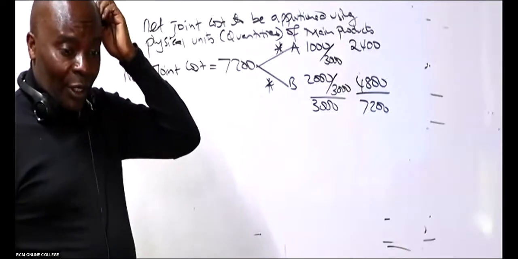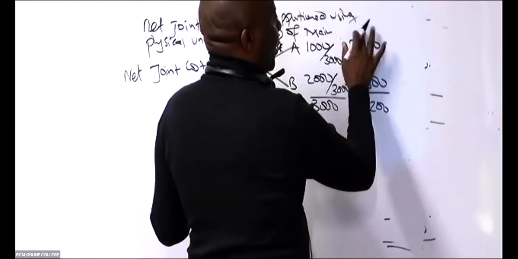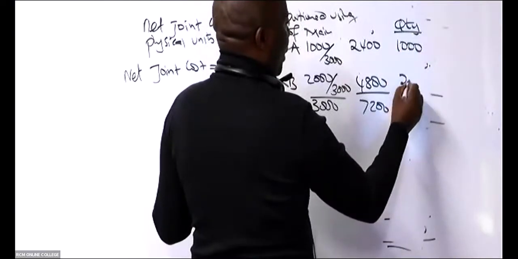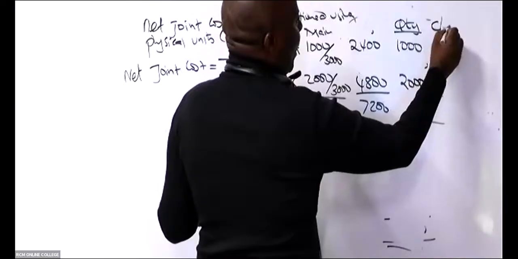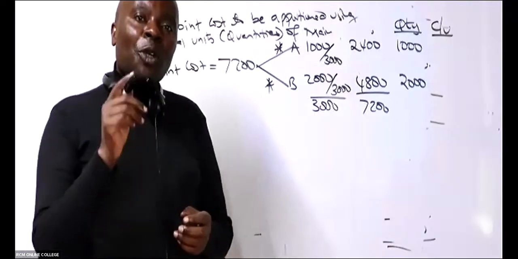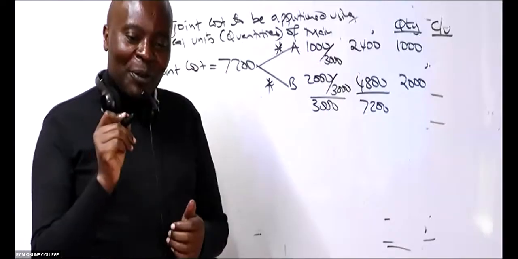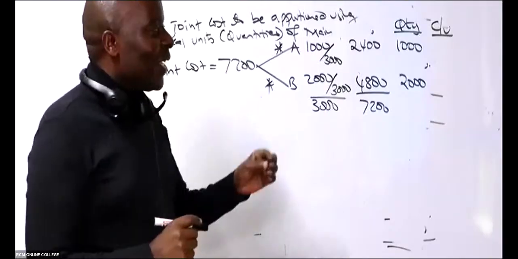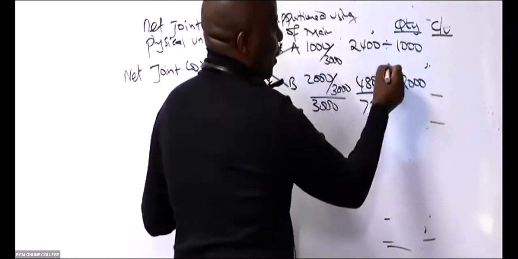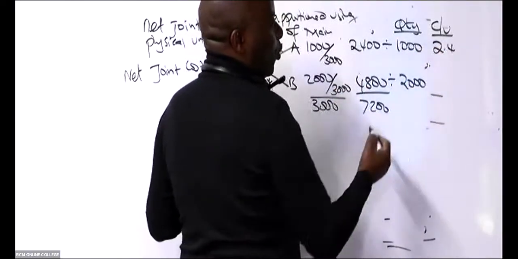Now, ladies and gentlemen, come and repeat here the quantity. Remember, this is total cost. So the quantity is 1,000 and 2,000. Give us the cost per unit. You will see this method is not very good because you're going to get the same cost per unit for these products. How do we get cost per unit? You take total cost and divide by quantity. You can write like this for your revision: 2,400 divided by 1,000 gives me 2.4. Is it?